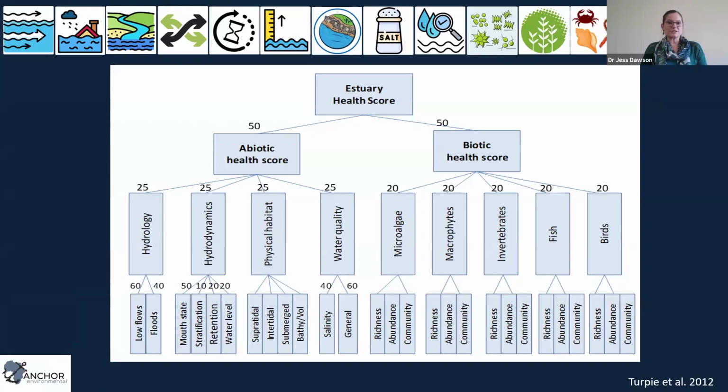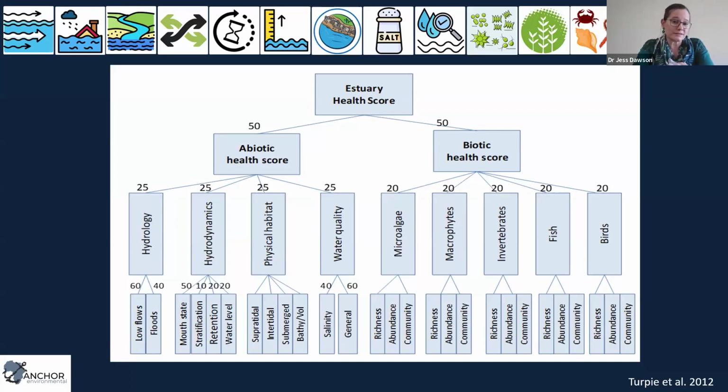So again, in this, you can just see it's divided into the 2 factors, and the number on the top represents what weight each factor contributes to the overall estuarine health. So it's a 50-50 split between the abiotic factors and the biotic factors. And then each of those are subdivided. You have hydrology, which is your water flow and the way the water moves in the system. Hydrodynamics, similarly looking at mouth state, stratification, retention, water level. The physical habitat, or those zones I talked about, as well as your bathymetry and the volume of water that's in an estuary at any given time.